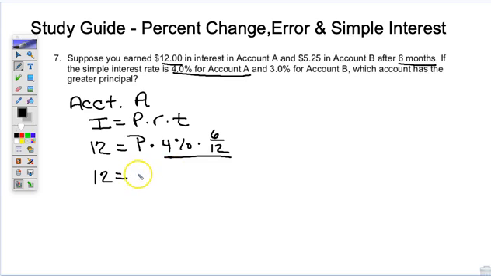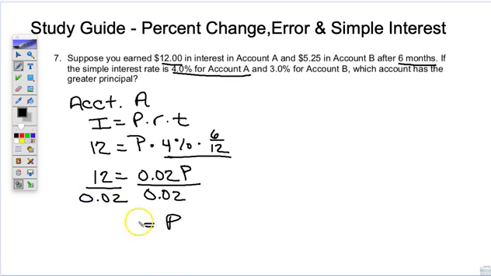So the P is actually going to stay in the problem. Once you do that, 4% times 6/12 is 0.02. And remember, the P is still in the problem. So to undo this multiplication, let's divide by 0.02 on both sides. Once you do that, you should get a principal of $600 for account A.